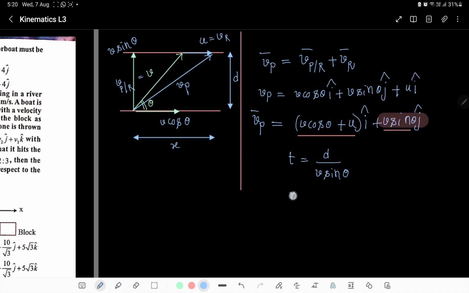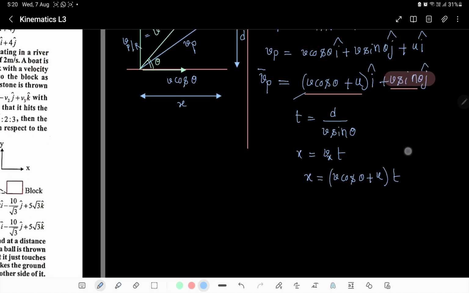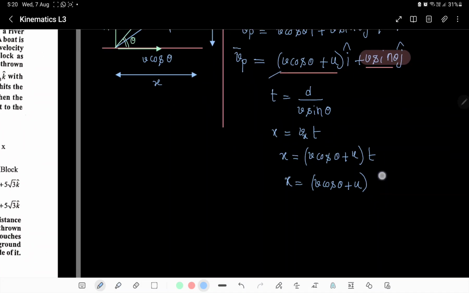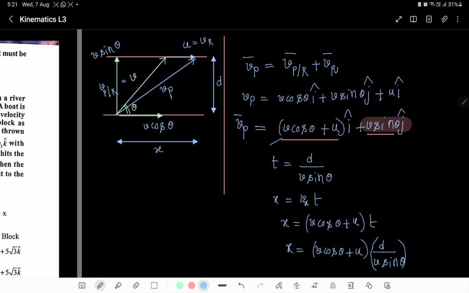Therefore the drift can be written as x equal to velocity along the x-axis into t. The velocity along x is v cos theta plus u, into time. Therefore x is equal to (v cos theta plus u) into time, and time can be written as d by v sin theta. That is the answer for your question.